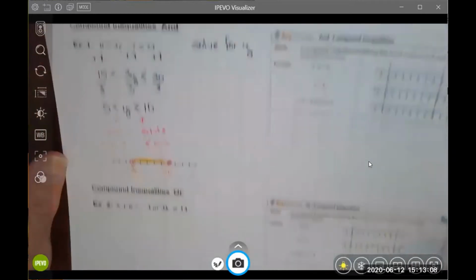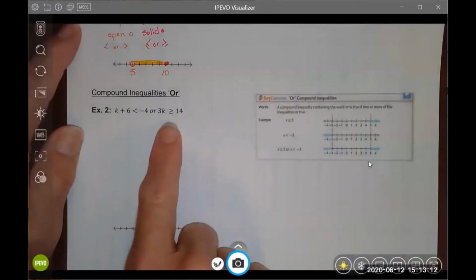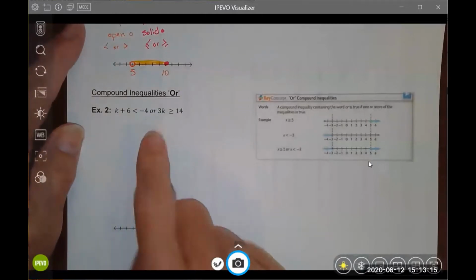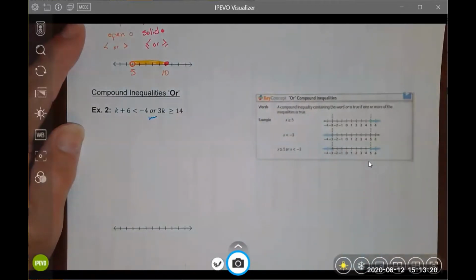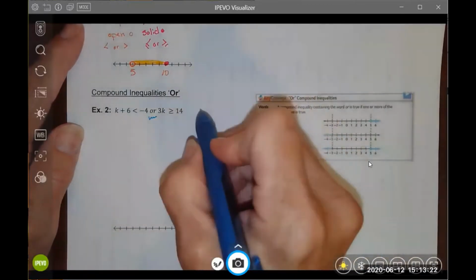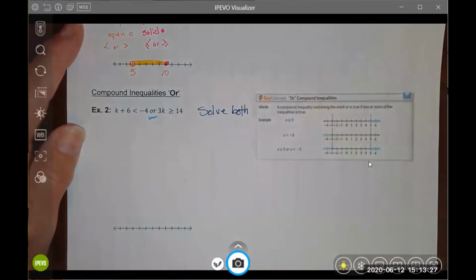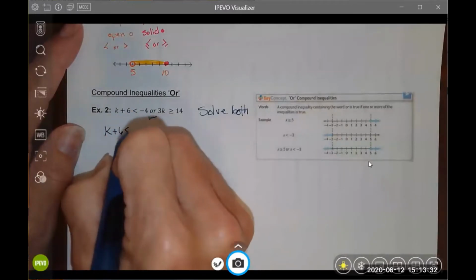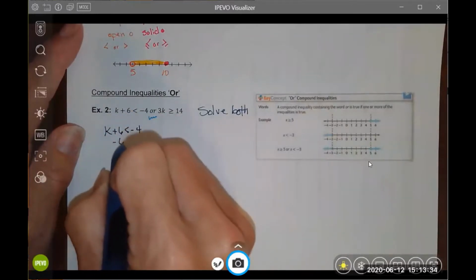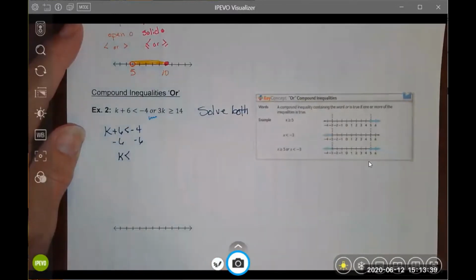Let's look at another one. A compound inequality that uses an OR statement might look something like this, and it literally has the word OR in the statement. And in this case, what I need to do is solve both inequalities, and I'm going to solve them independently. For this one, I'm going to say k plus 6 is less than -4. I'm going to subtract 6 from both sides, ending with a k value that has to be less than -10.